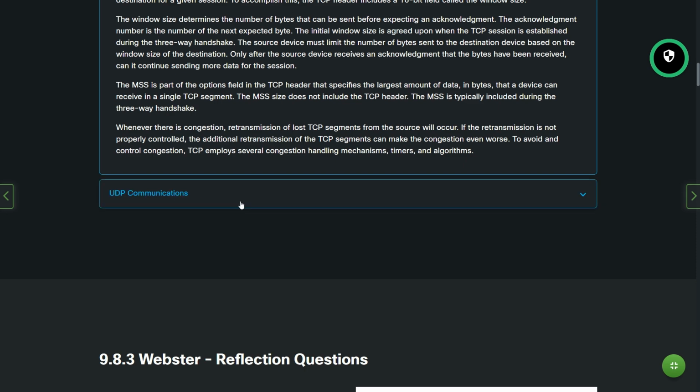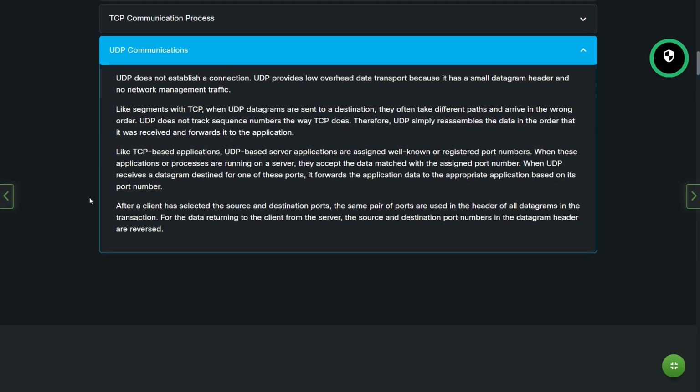And the last tab is UDP communications. UDP does not establish a connection. UDP provides low overhead data transport because it has a small datagram header and no network management traffic. Like segments with TCP, when UDP datagrams are sent to a destination, they often take different paths and arrive in the wrong order. UDP does not track sequence numbers the way TCP does. Therefore, UDP simply reassembles the data in the order that it was received and forwards it to the application.